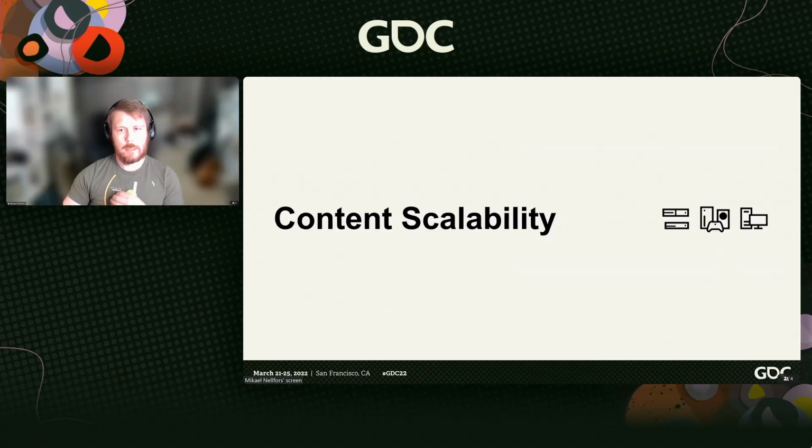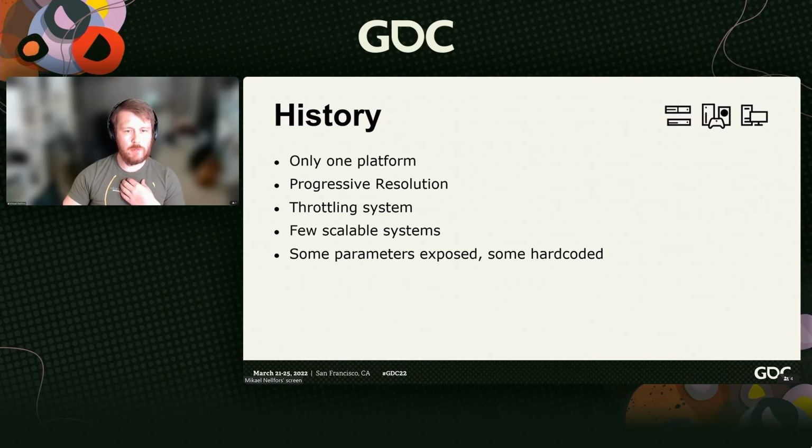Yeah, so as we mentioned in the beginning, the previous Halo games were only really targeting one platform. So they had some scalability built into the engine at that point, which is basically the progressive resolution system that scales the game resolution based on performance, as well as a throttling system that scales back certain features like LOD distances, also based on what the performance is. But they had very few scalable systems. Some parameters were exposed, some were hard-coded, but overall it was very hard to auto-correct.